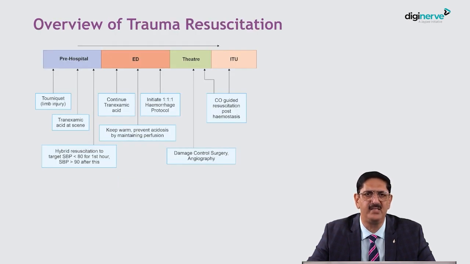Overview of trauma resuscitation can be at different levels, right from the pre-hospital to the ED to the operation theatre and then the intensive care unit. And there are different levels at which we would do hybrid resuscitation, which is keeping the systolic blood pressure less than 80 for the first hour and then keeping it above 90 in the next few hours. So many things have evolved, but basically sticking to the protocol is what will help us resuscitate trauma victims appropriately.